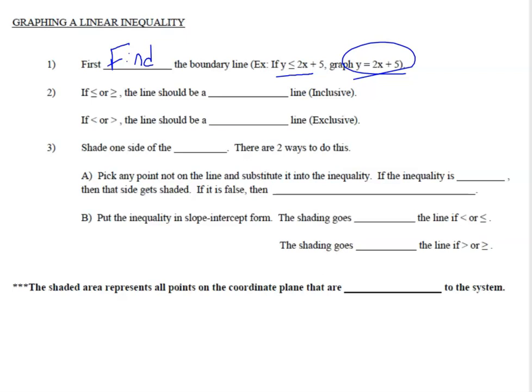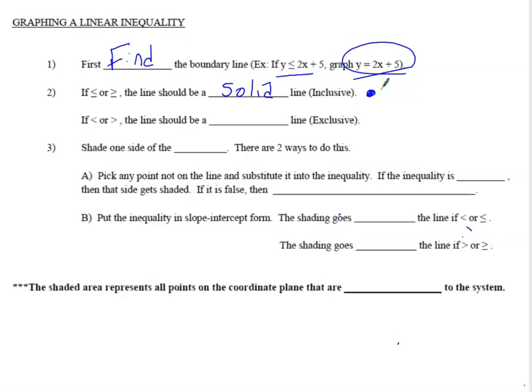So next we're going to have to decide what type of line we are going to use. If we have the less than or equal to or the greater than or equal to, we are going to use a solid line because those points on that line are included in our possible solutions, right? This is kind of like when we use our closed dot. So a solid line is the same as doing a closed dot.